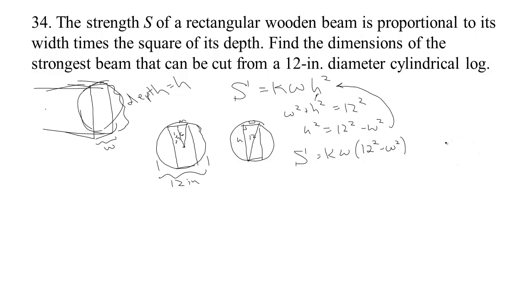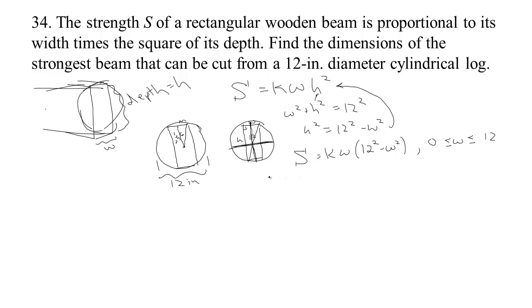Now we have some limits here on the width. The widest that the beam can be would be if it was all the way across the log, which would be 12 inches. Of course, that's going to be a pretty weak beam. And the smallest it could be would be if we put it all into height, right? So we would have a width of 0. So we do have a continuous function on a closed bounded interval, so we can just check critical points and endpoints looking for our maximum value.